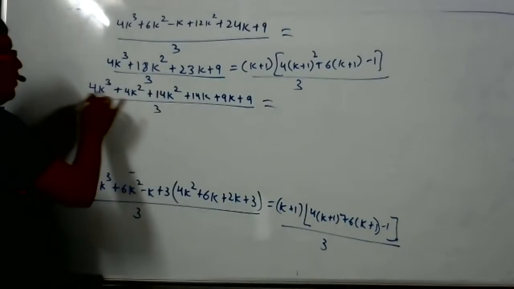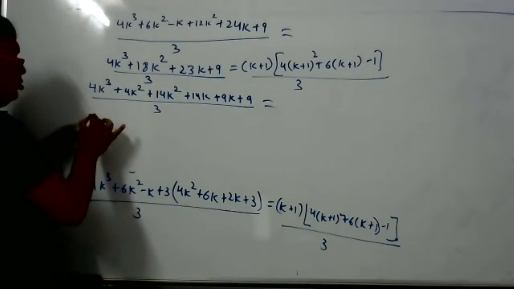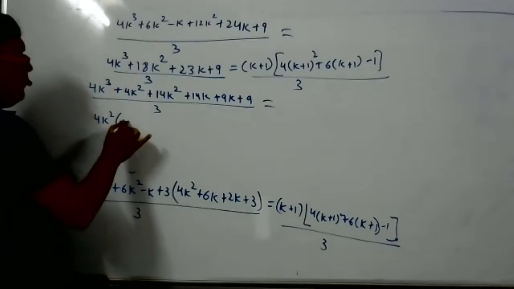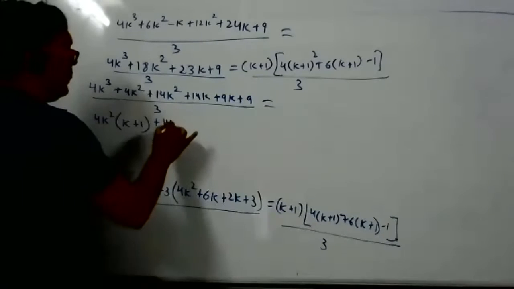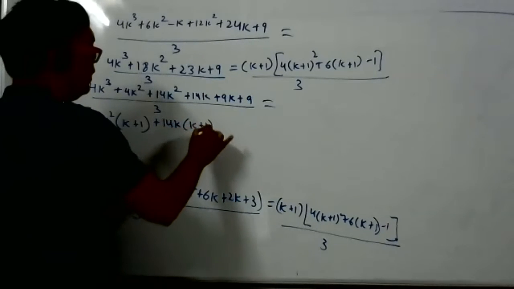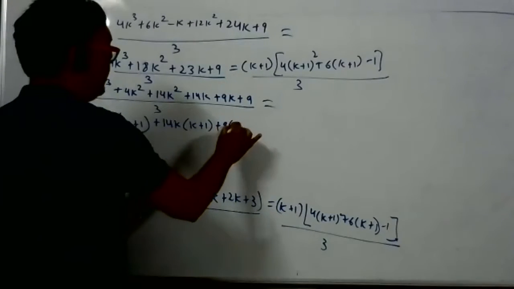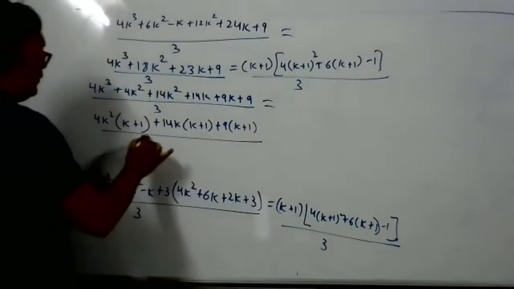First two terms, what is common? Nothing is common. 4k square went out. 4k square. What is left? I think k is left, k plus 1. Third and fourth term, again 14k is common, k plus 1. Last two terms, 9 is common, k plus 1 by 3.